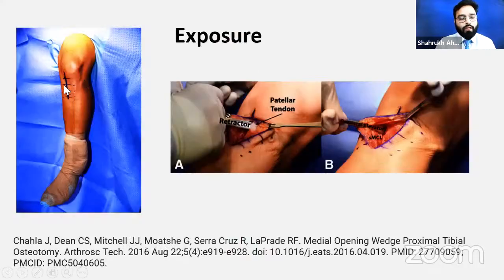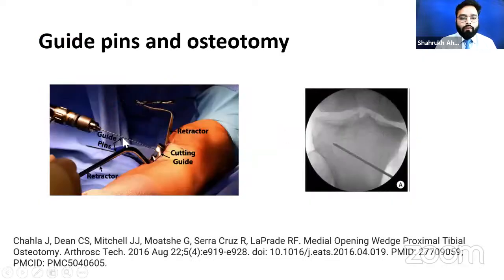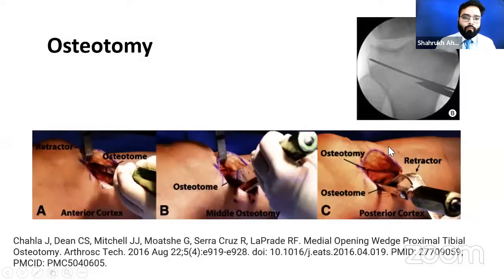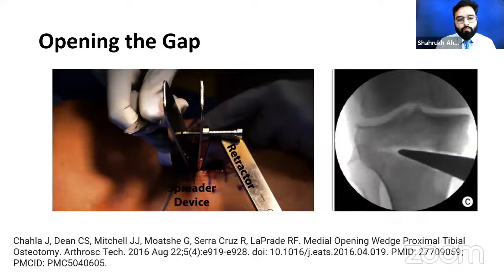Coming to surgical method, a medial incision is given, and the patellar tendon and the posterior structures are protected by retractors. A guide wire is passed through the proposed osteotomy line. These are the zones in which, if we place the osteotomy along this line in the safe zone, there is less chance of cortical fractures on the lateral side. The osteotomy is performed in the anterior, middle, and posterior cortex using an oscillating saw or osteotomes, and the osteotomy gap is opened with a lamina spreader.